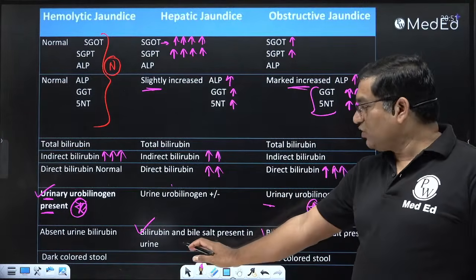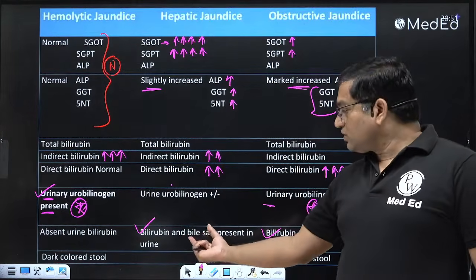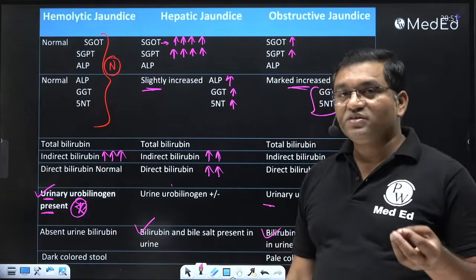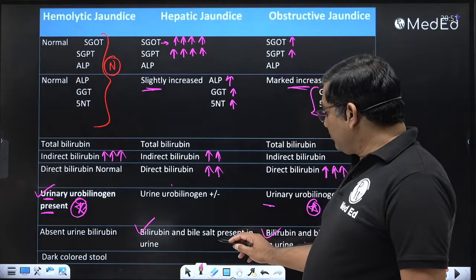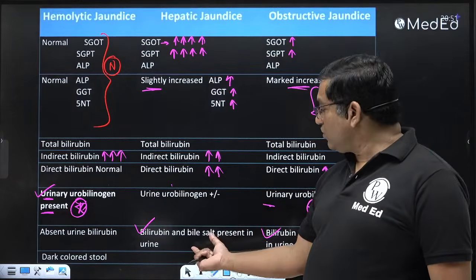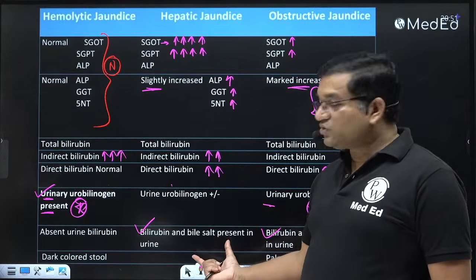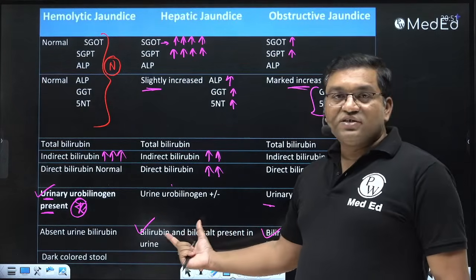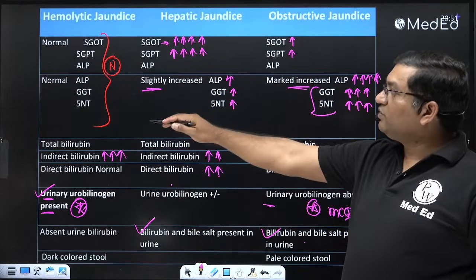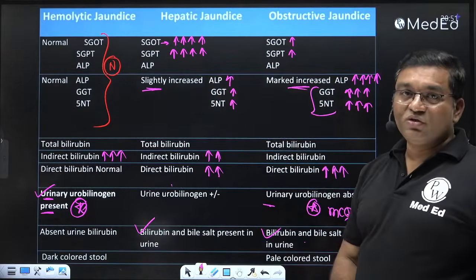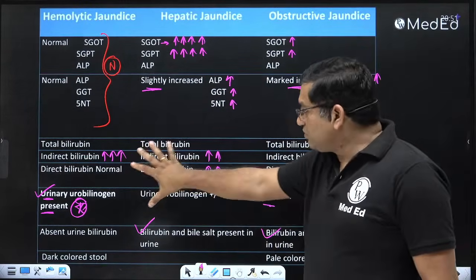and hepatocellular jaundice, when there is micro-obstruction. That's why bilirubin appears in the urine. Bile salt and bilirubin, bile pigment, will give the positive test in the hepatocellular or the obstructive jaundice. So this is how to differentiate between hemolytic, hepatic and obstructive jaundice, mainly on the basis of this bilirubin.